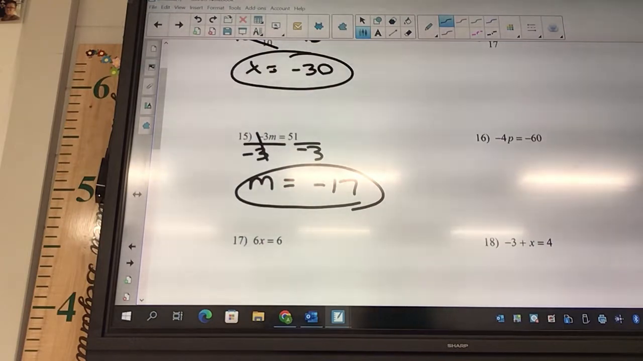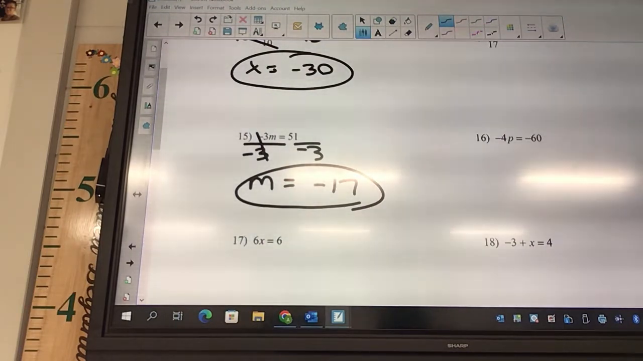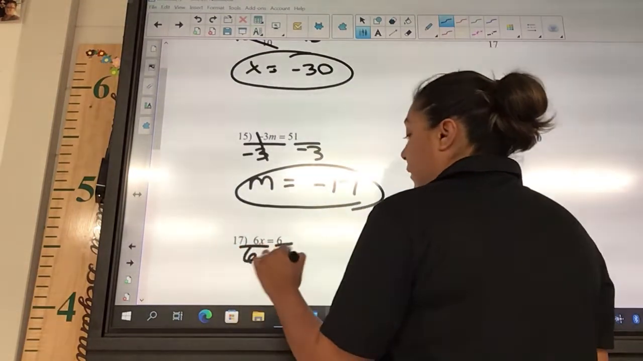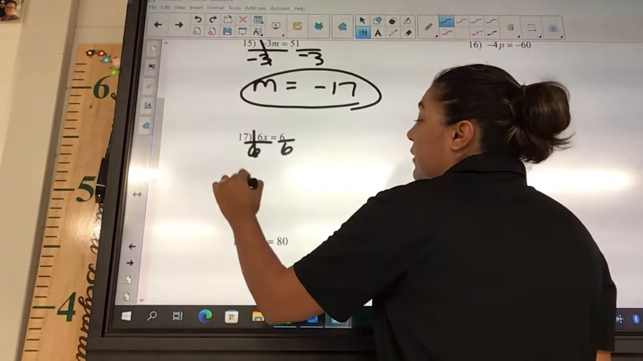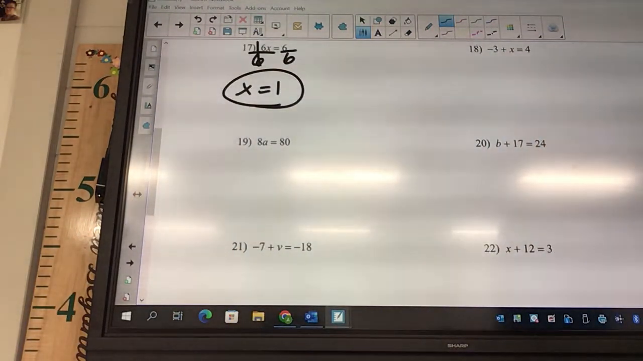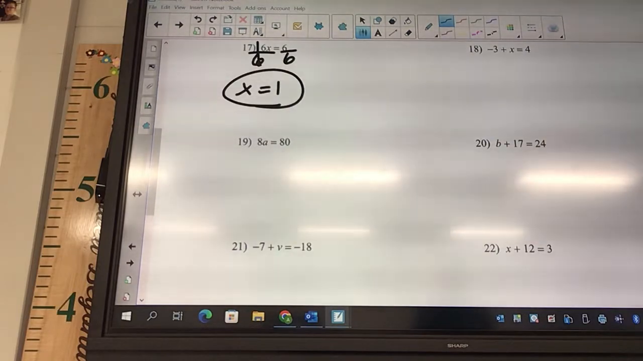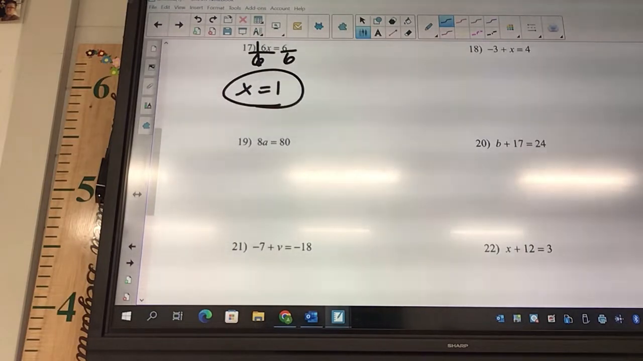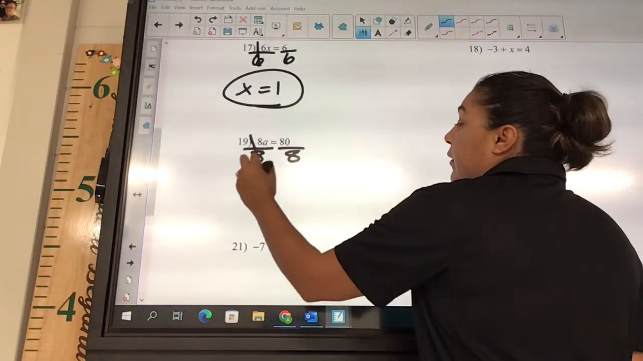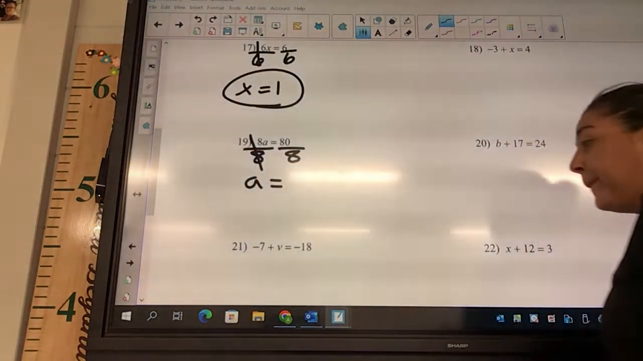6x equals 6. What does that mean? Multiply, so you need to do what? Divide by 6. What is 6 divided by 6? 1. 8a equals 80. What we need to do? Divide by 8. A equals what? 10.